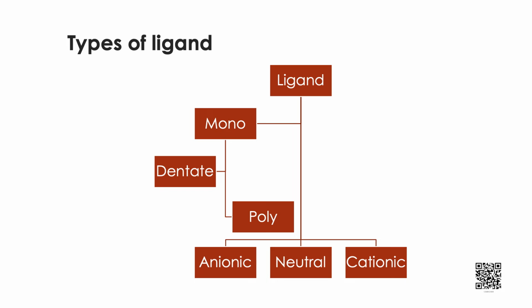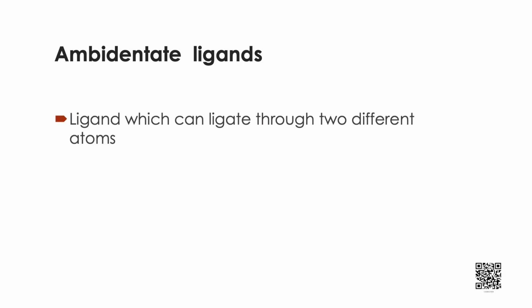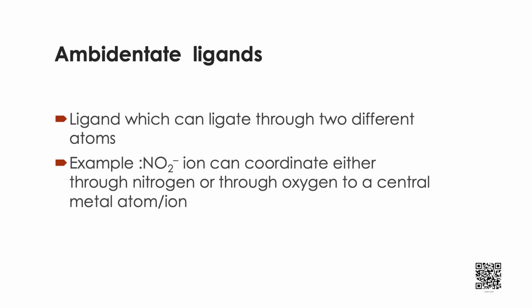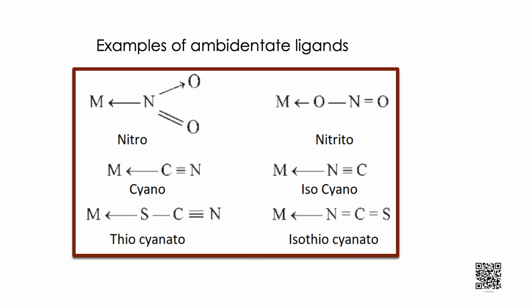Ligands can also be classified as neutral, anionic or cationic on the basis of charge they carry. Ligands which can ligate through 2 different atoms are called ambidentate ligands. Examples of such ligands are nitrite and thiocyanate ions. Nitrite ion can coordinate either through nitrogen or through oxygen to a central metal atom or ion. Similarly, thiocyanate ion can coordinate through the sulfur or the nitrogen atom.